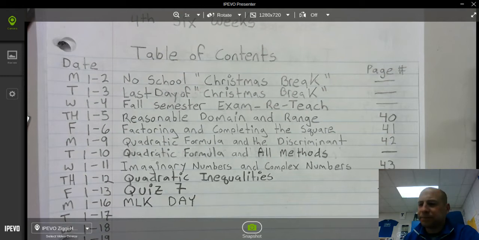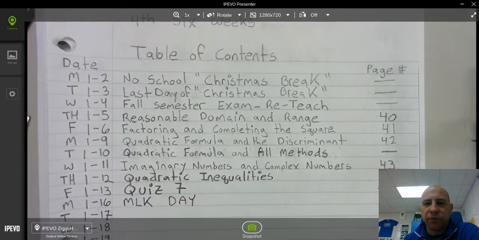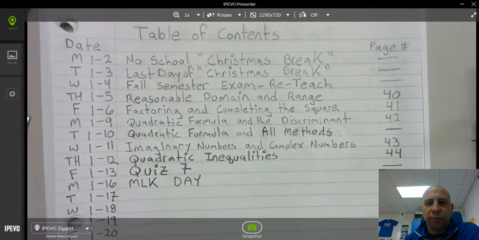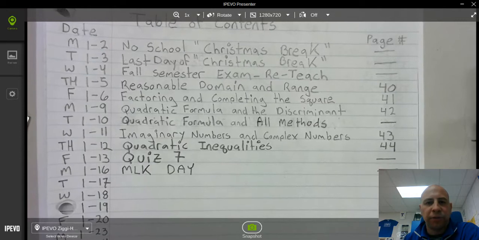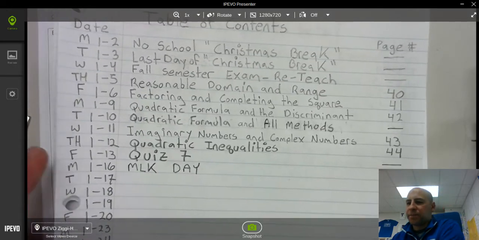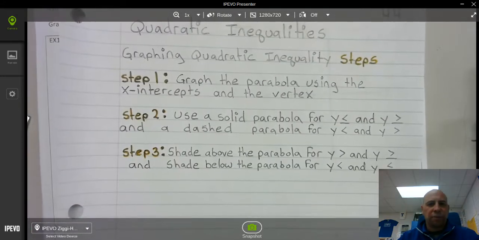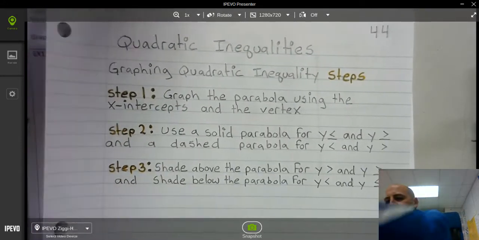Welcome back, Wildcats. All right, so today we're looking at Thursday, and we're looking at quadratic inequalities, and that's going to be on page 44. So if you would, pause the video and update your table of contents. All right, so now that your table of contents are updated, let's look at our notes.